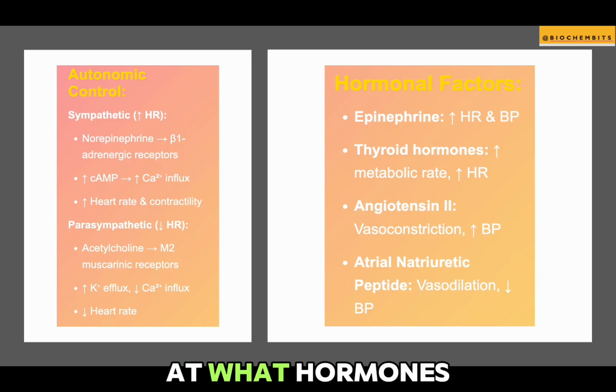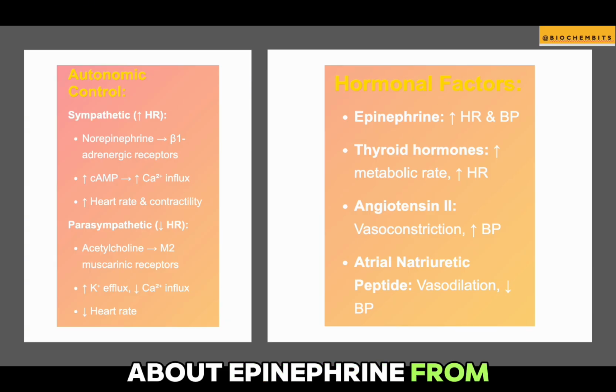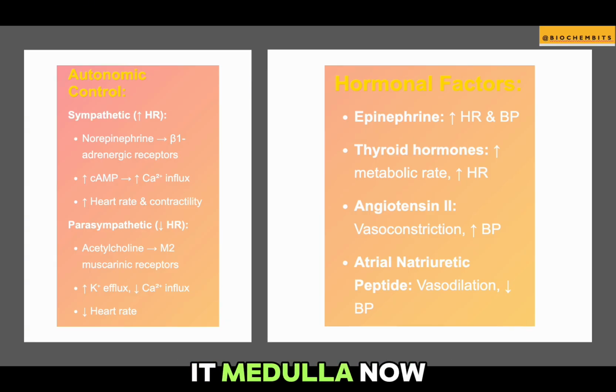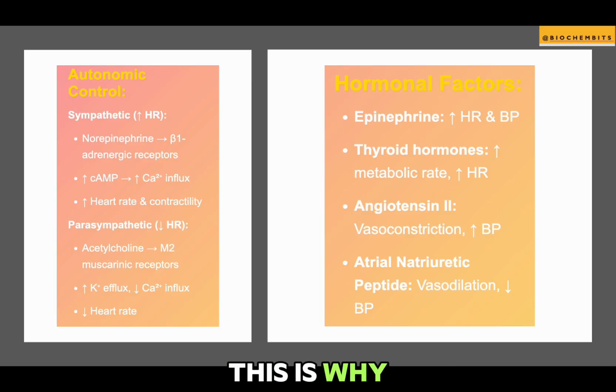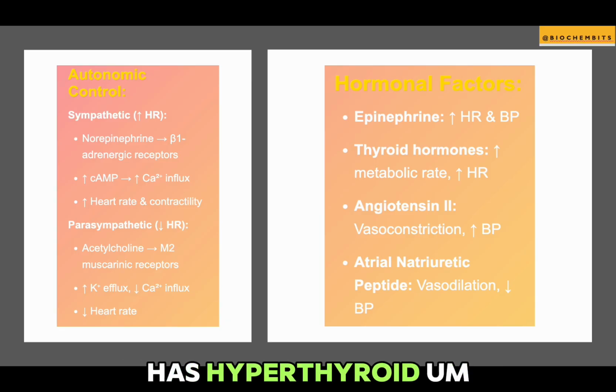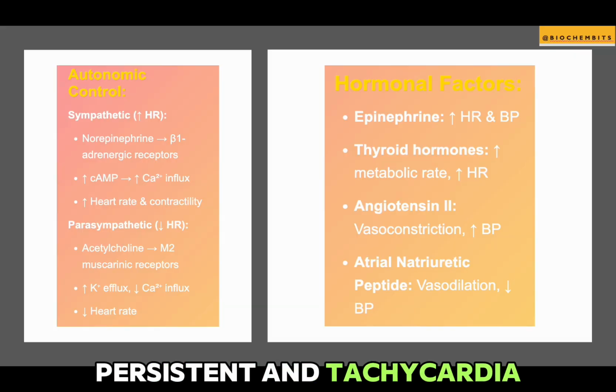Now let us look at what role hormones play in regulating the pulse rates. First, I'm talking about epinephrine from the adrenal medulla, which acts like norepinephrine to increase the heart rate. In the case of thyroid hormone too, we have T3 and T4 increasing the number of beta receptors, and when the number of beta receptors is increased, definitely we know that there will be an increase in metabolic rates, and this chronically elevates the heart rate.